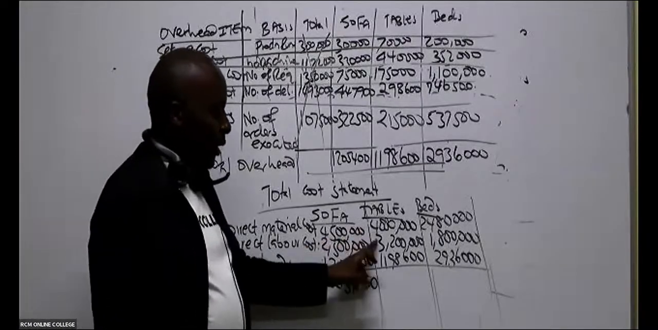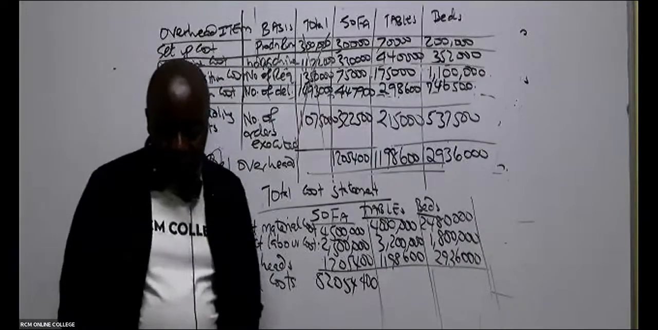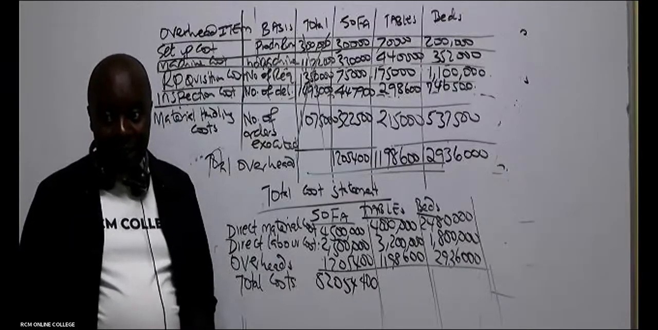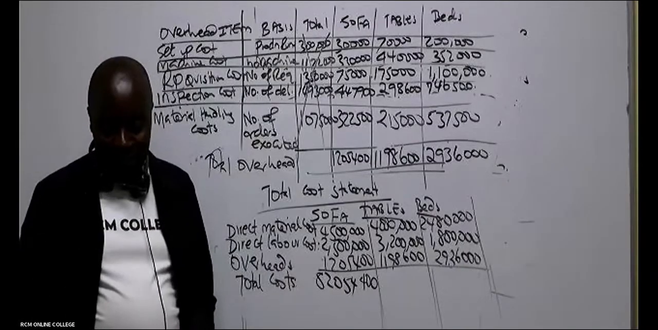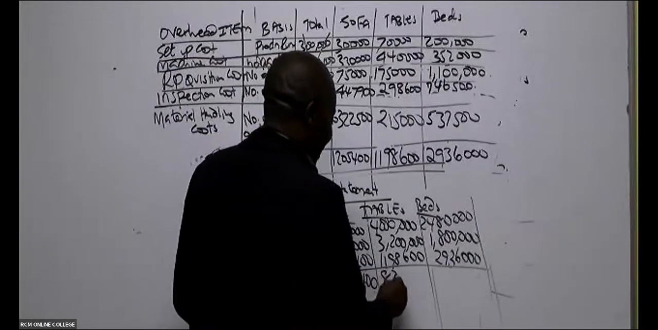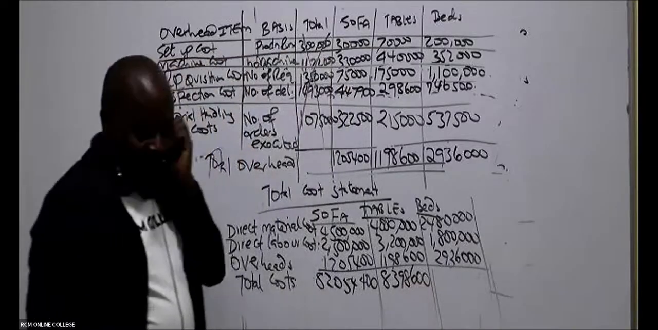We take this plus this plus this. You give us an answer. Your answer will be correct. 83,98,600. Then beds.